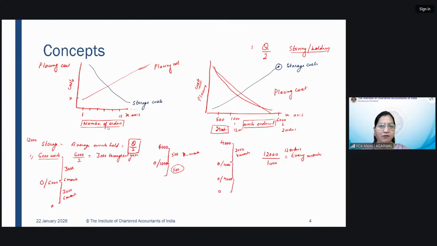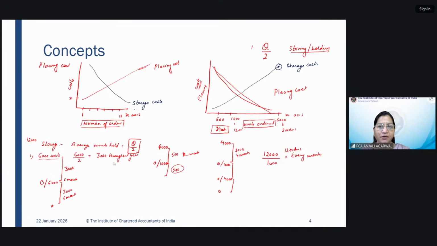So if you draw a graph and place the number of orders on the x-axis, placing cost increases and storage cost decreases. But if the x-axis contains how many units you order, then with every increase in units, storage cost will show a rise and placing cost will show a decrease. Why have I shown you both? Because you may refer to different books, so it could be both ways.